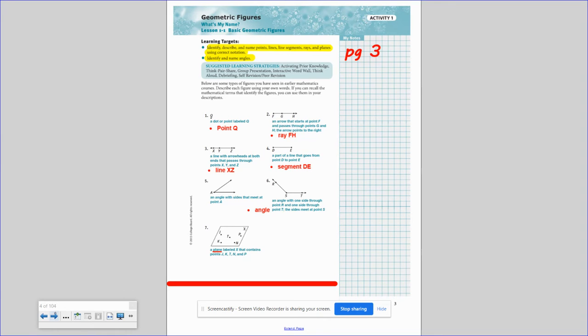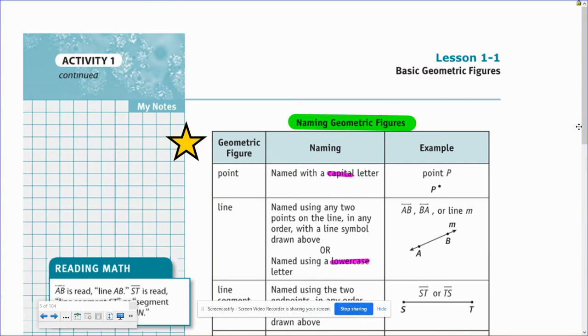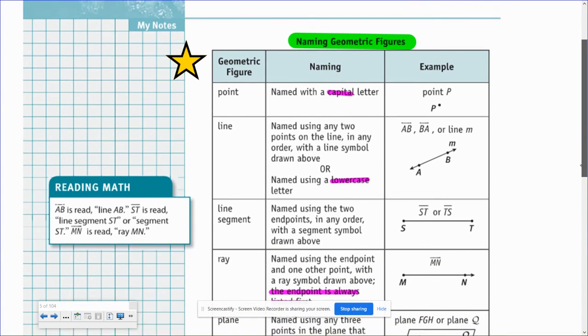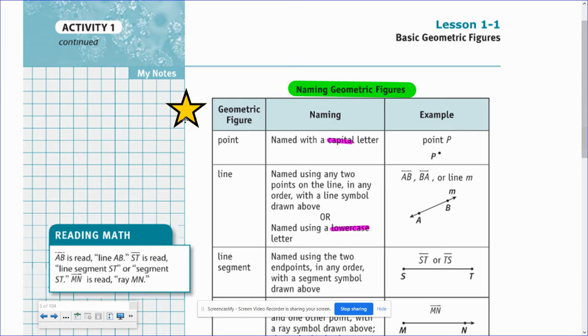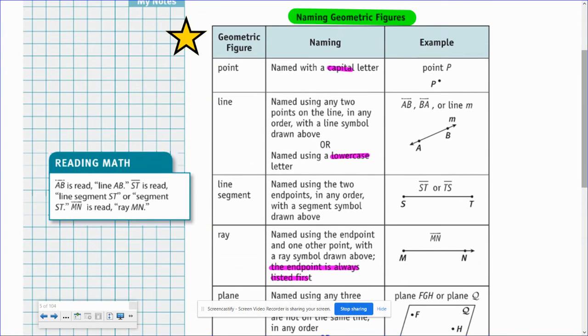On the next page, we have our vocab here. Let me make that a little bigger for us. What I would do if I were you is star this section. It's pretty important, because this is where all our vocab is. If you have this starred, you know where to come back to. The first thing we have is a point. The point P is just a point, and it must be named with a capital letter.